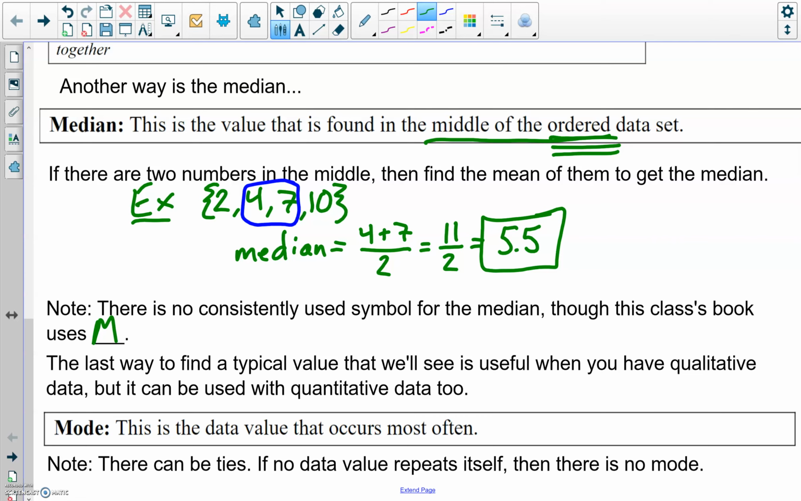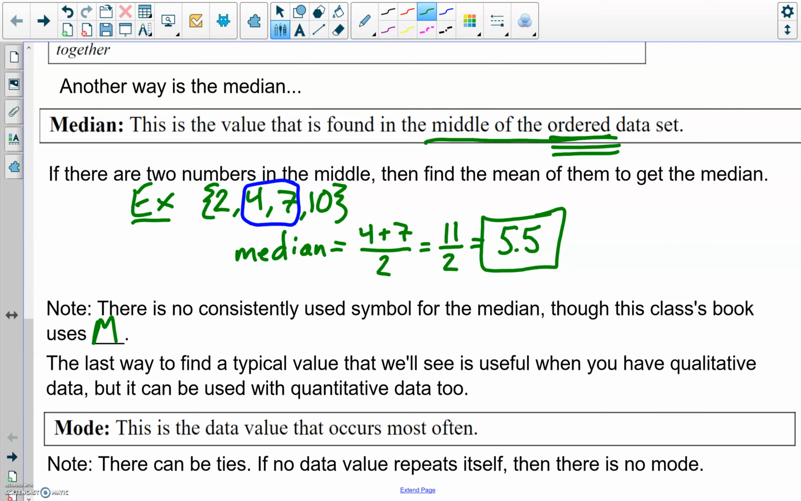So the last way to find the typical value that we'll see is useful when you have qualitative data, but it can be used with quantitative too. The mode is the data value that occurs most often. So there can be ties. For example, if there are 3 values that show up 7 times each, and everything else shows up maybe a couple of times, all 3 of those values would be the mode. You'd say there are 3 modes here, and then you move on.